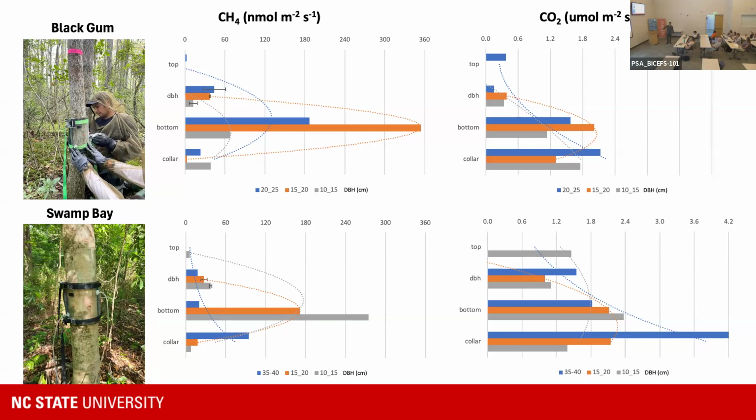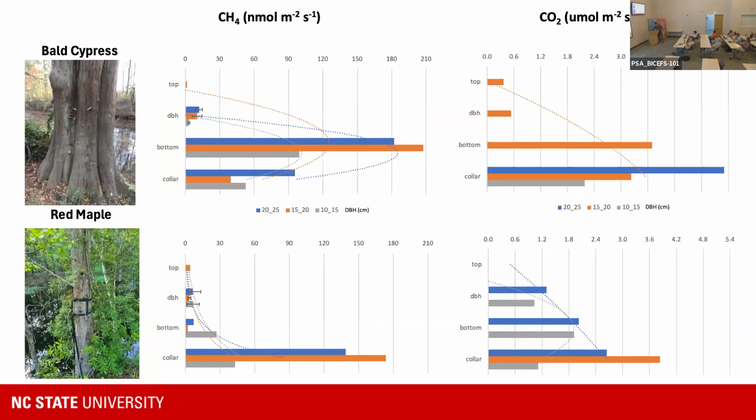That's the same for the swamp bay. And we also have bald cypress having a similar behavior, and the red maple. The red maple is the exception in that it doesn't seem to be transporting a lot of methane. So the fluxes in the soil are much higher for the maple.